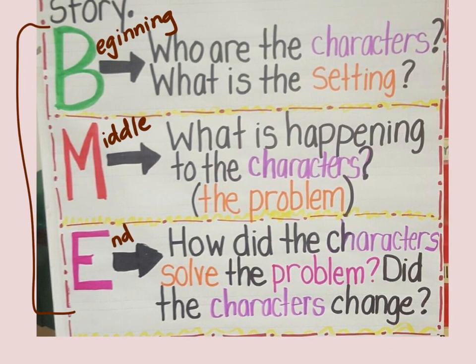And when we think about the beginning of the story, we can think of the characters and the setting, because the characters and setting are often introduced, they're told in the beginning. And then in the middle, we think about what actually is happening to the characters. Is there a problem that happens?